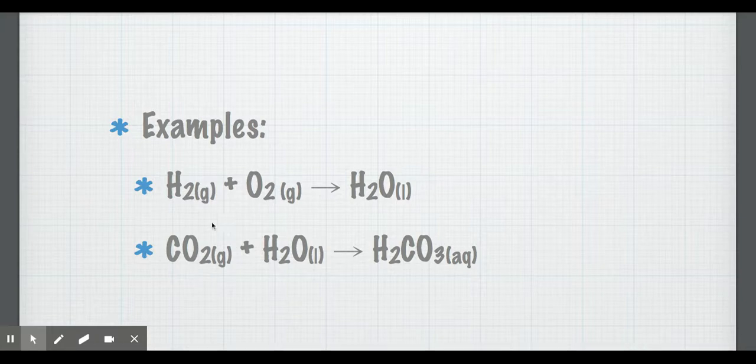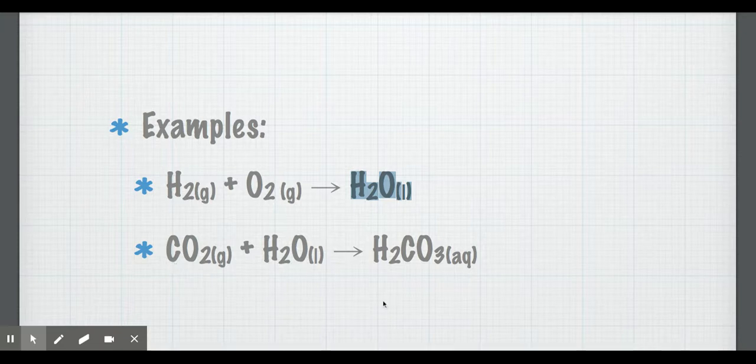So how do I know this is a synthesis reaction? I had two small things coming together to form a big thing. Another way to tell this is a synthesis reaction is my plus sign is on the left-hand side. So I have a plus sign on the left-hand side. I'm adding things together, and I don't have a plus sign on the right-hand side. Synthesis reactions can also sometimes be called addition reactions. So this is an example of taking two individual elements, combining them together to form a molecule.